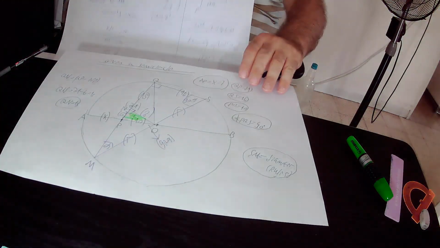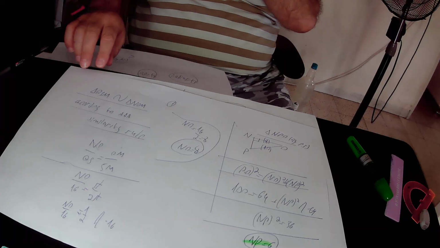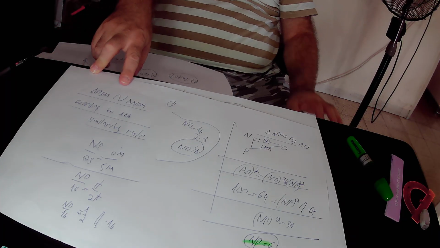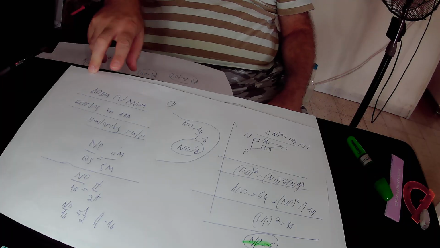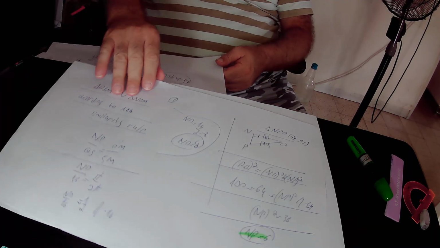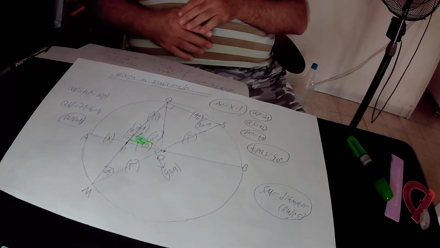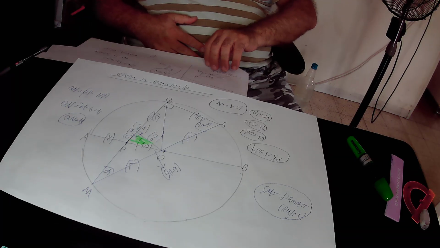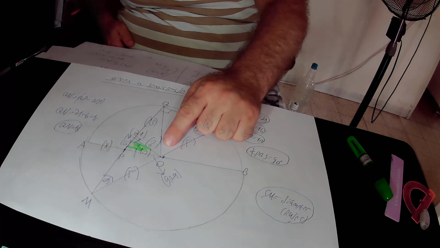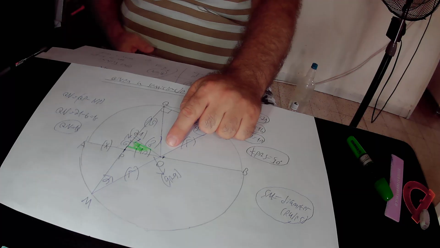Okay, again, we found out that the big right triangle QSM is similar to the small right triangle NOM according to the angle similarity rule. And from the fact that those two right triangles are similar to each other, we will derive that the following relationship exists between their sides.